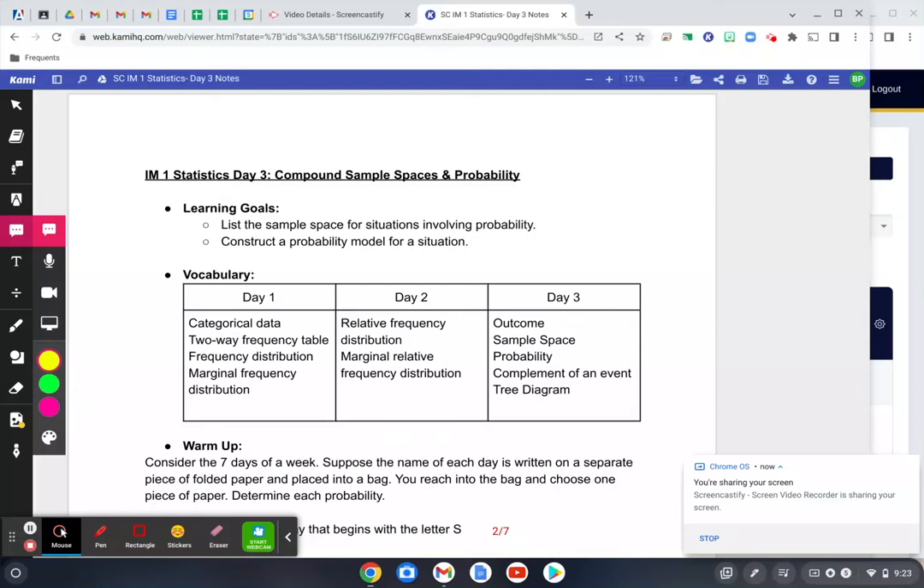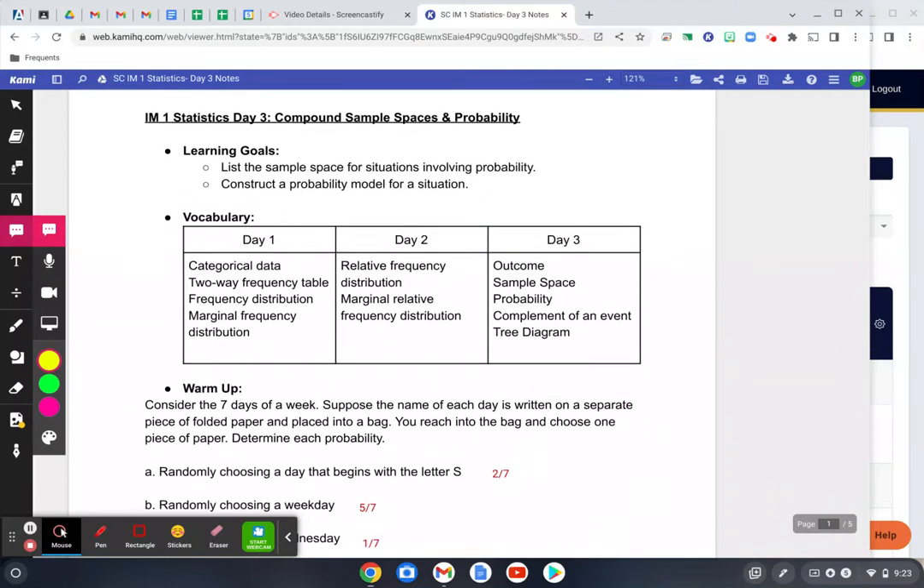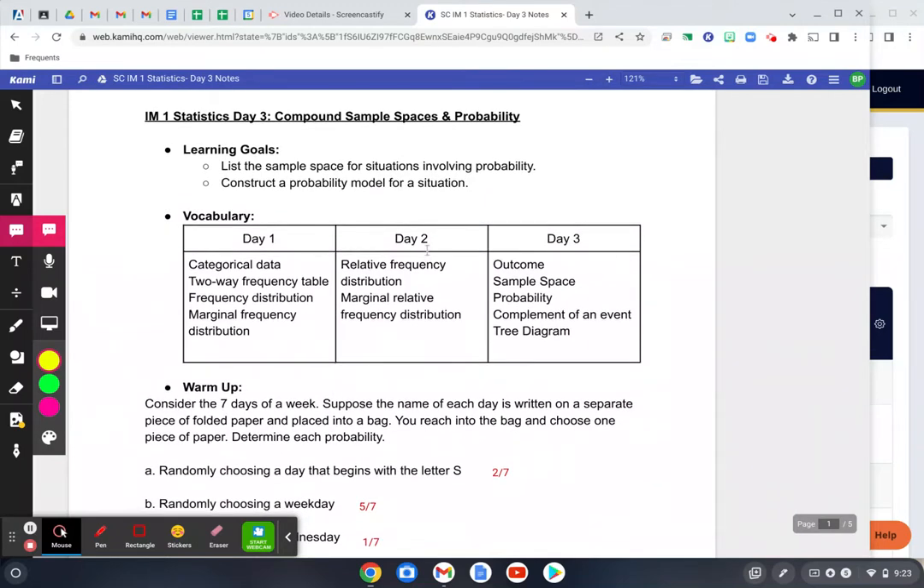All right, we're looking at the IM1 Stats Day 3. So we're looking at some compound sample spaces and probability. We're going to continue to look at sample spaces like we did the last couple days, but we're going to introduce a little bit of probability here to you guys.